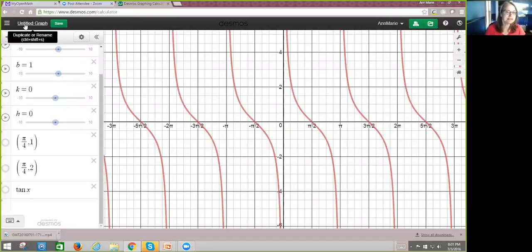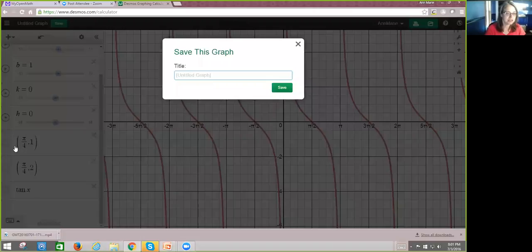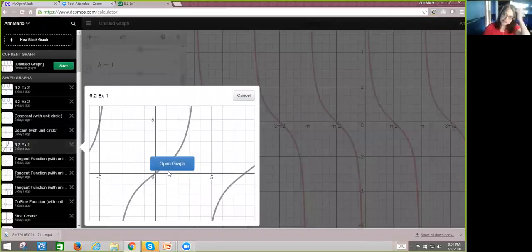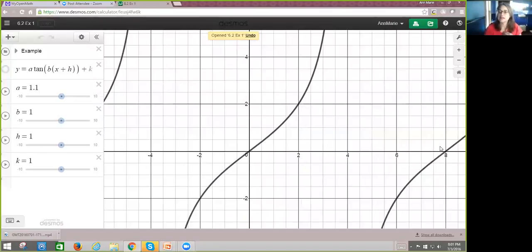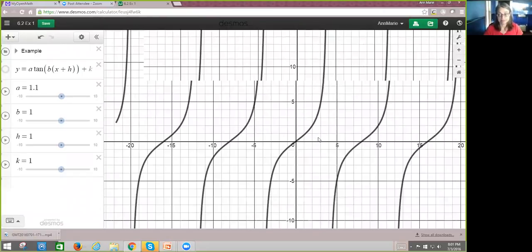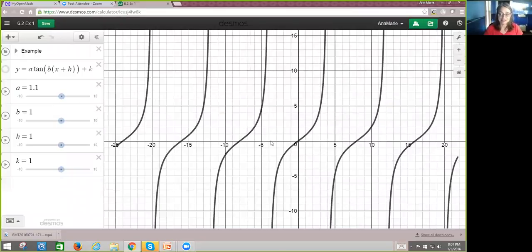I do have, let's take a look at an example from your text. Let's take a look at this one. So this is in your text, and our task is to write the equation of this graph. And the first thing we have to decide is what shape. Now this is Desmos, so I can zoom out. And we can see that it is tangent. Yes, so this is going to be a tangent.